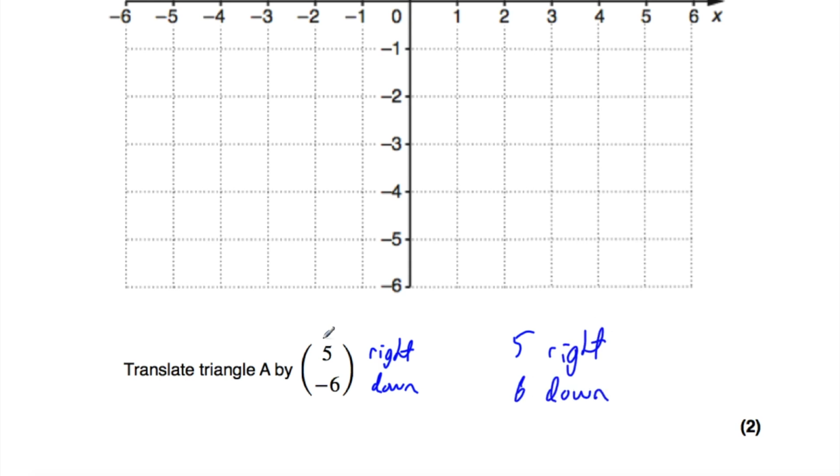Okay, so the number on the top, if it's positive, it means to the right. If it's negative, it means to the left. And the number beneath, if it's positive, it means up. If it's negative, it means down. So 5, negative 6 would mean 5 squares to the right and 6 squares down. So we need to translate this 5 squares to the right and 6 squares down.